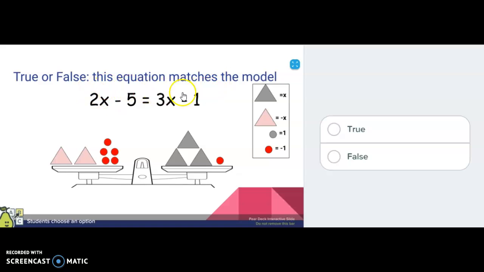So you were checking to make sure that the equation matches the model that is shown. If it does not match, then you'll select false. If it is a true picture, true statement, then you would select true. But please be careful and look to see what each shape represents.